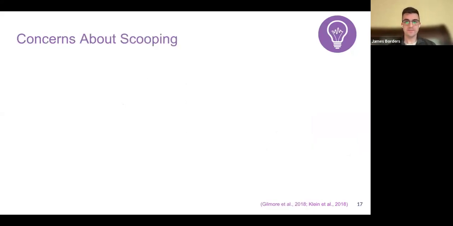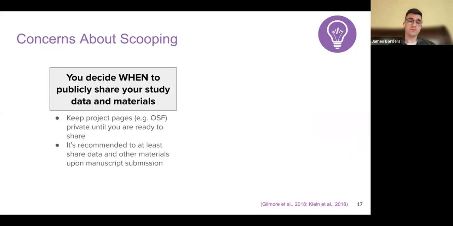All right, next slide. So concerns about scooping, like I said, a lot of people have concerns about this, and I totally understand it. The first thing to acknowledge is that when you share data, you decide when you want to publicly share your study data and materials. From my experience sharing data, my workflow is that when I'm going to submit a manuscript at a journal, I will have an Open Science Framework page where the data is shared, but I will make sure that it's private so the public can't see it. No one can find it on the internet.